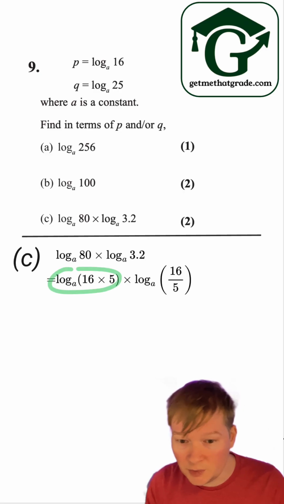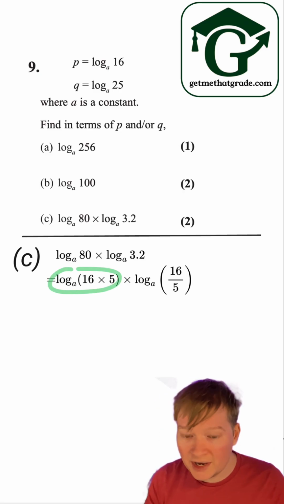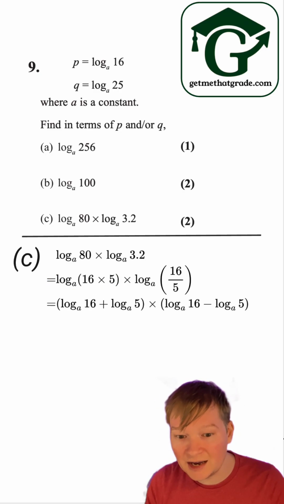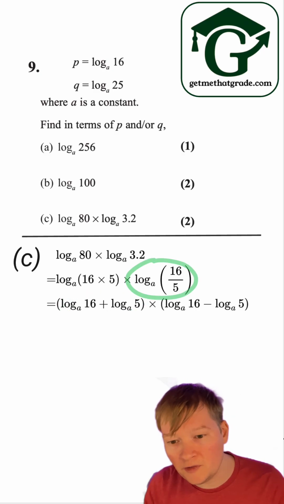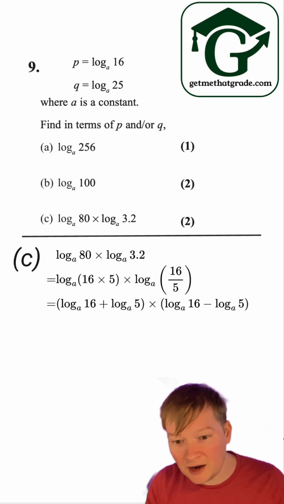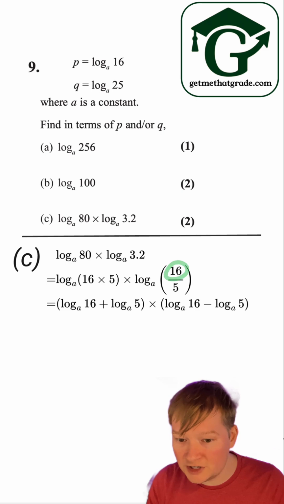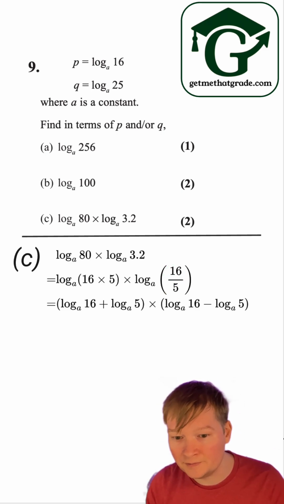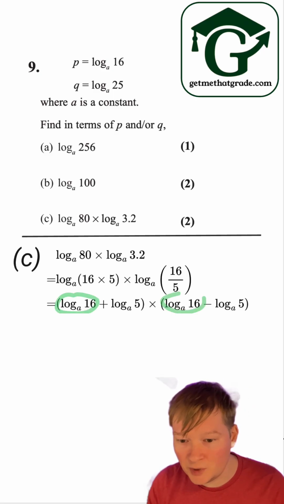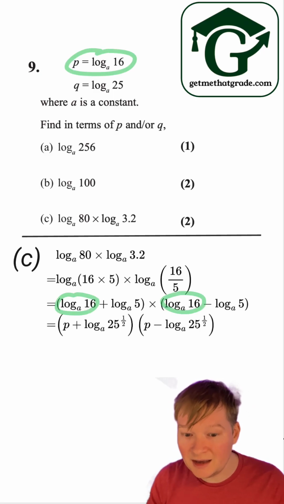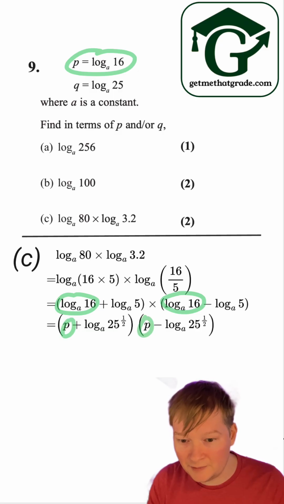What law of logs can we use to simplify this part? Well, we can split it up using addition, like so. And what about this part here? What can we do with that? Well, we can split that up using a law of logs that says we can subtract: log to the base A of 16 minus log to the base A of 5. How is this helpful? Well, this part we notice is p, so that can get replaced straight away with p.